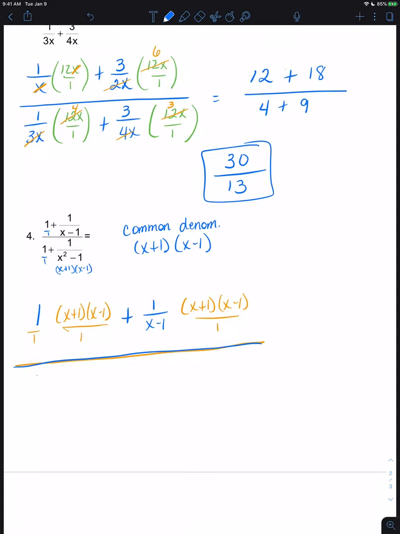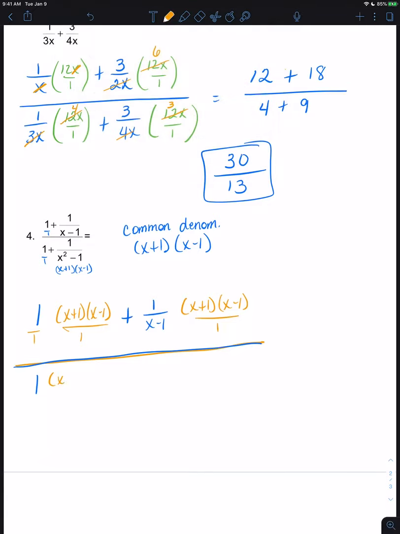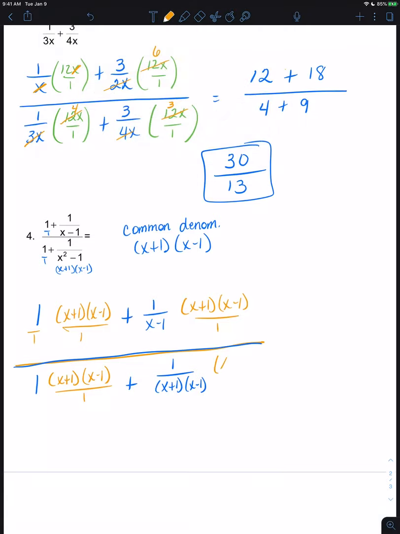Okay, again, we've got that 1. And don't forget to always multiply even those whole numbers by that x plus 1, x minus 1, or whatever your common denominator is. Plus 1 over, remember that x squared minus 1 factors into x plus 1, x minus 1. And then we are multiplying it by x plus 1, x minus 1.